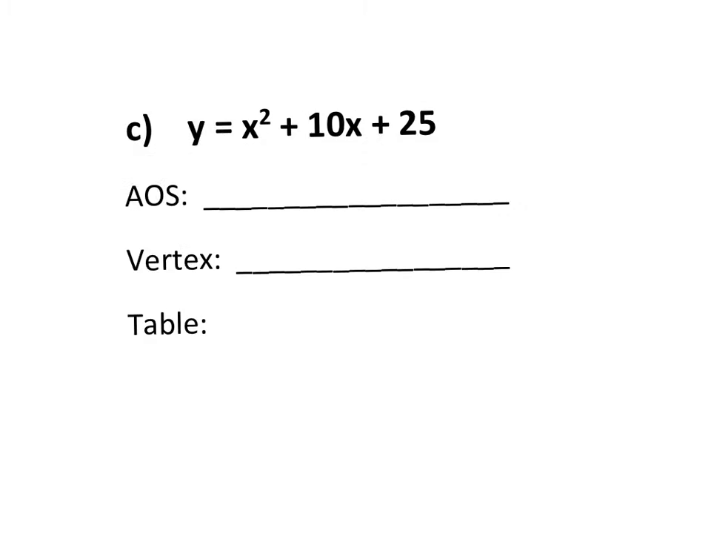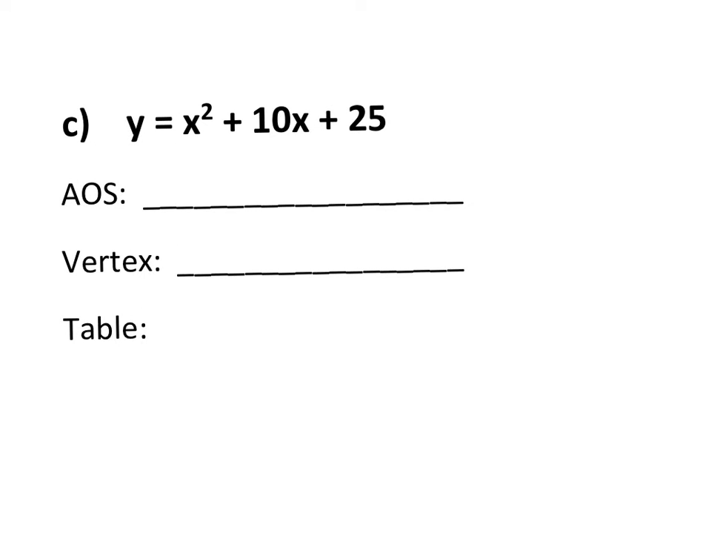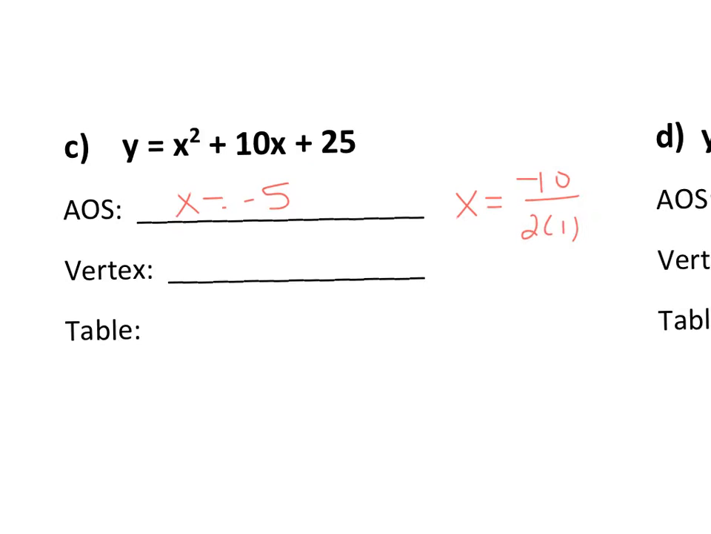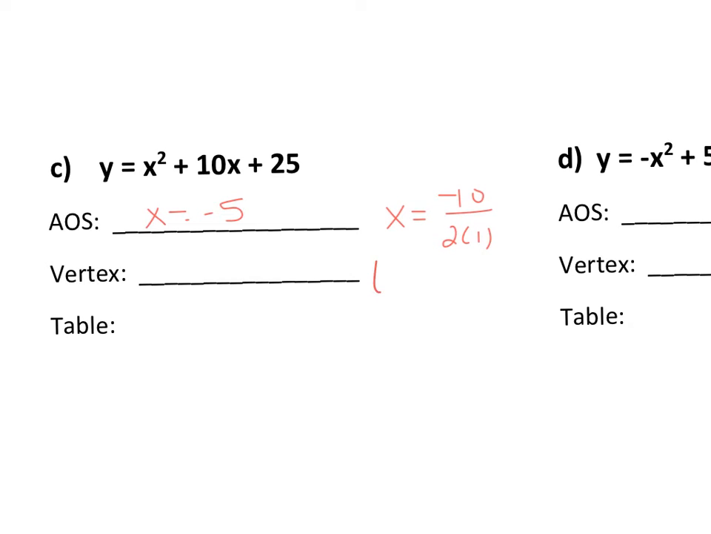So axis of symmetry for this guy: negative b, so negative 10 over 2 times 1. So in this case, x will equal negative 5. Okay, I'm going to go ahead and plug in negative 5 squared plus 10 times negative 5 plus 25.